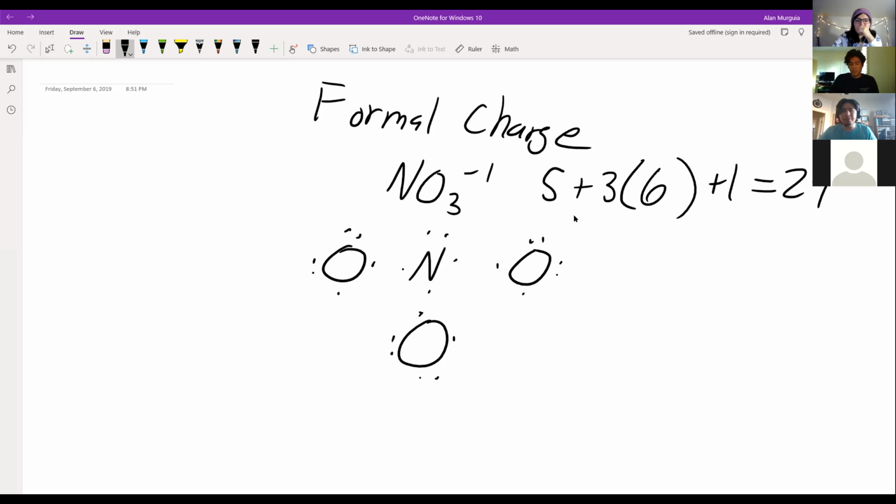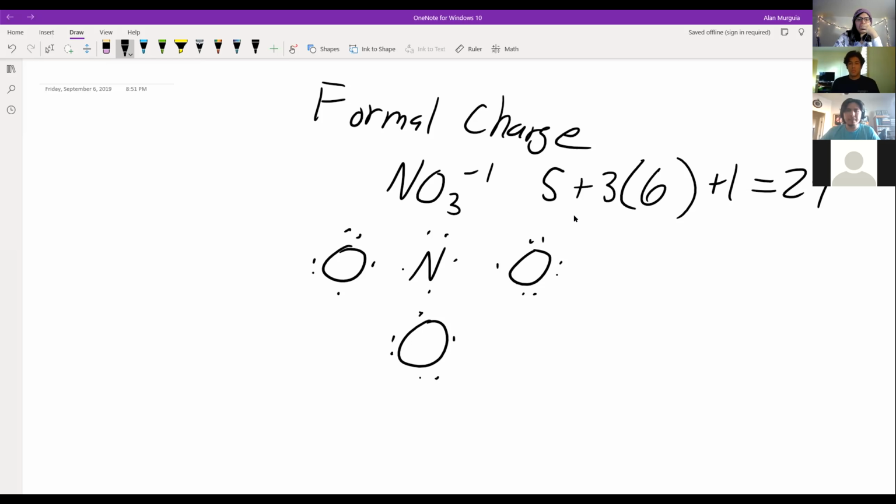Where would you want to put that extra electron? Let's say we put it on this right oxygen here. So we have a total of 24 electrons. Now that all of our electrons are accounted for, we need to make sure the elements follow the octet rule. Do any of these elements currently follow the octet rule? No. Does nitrogen need to follow it? Yes. Perfect.